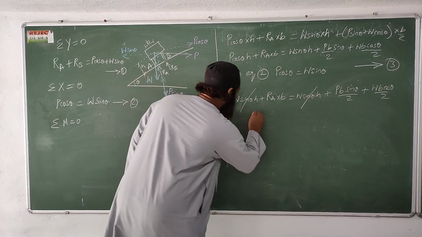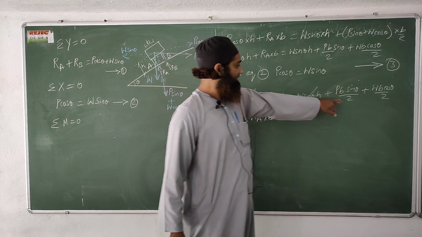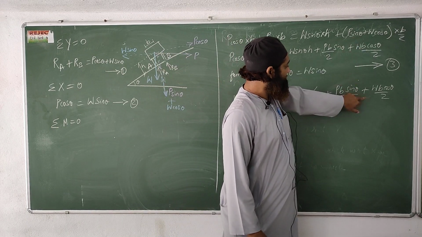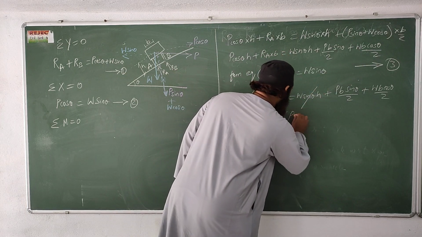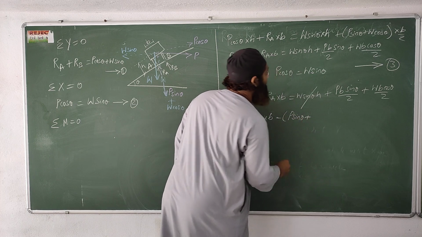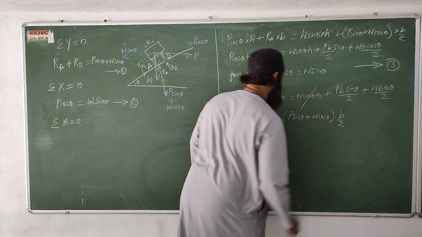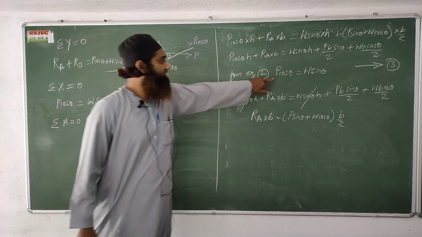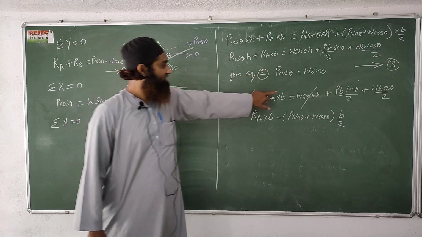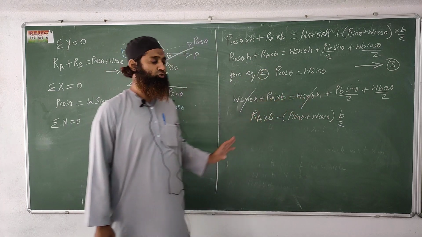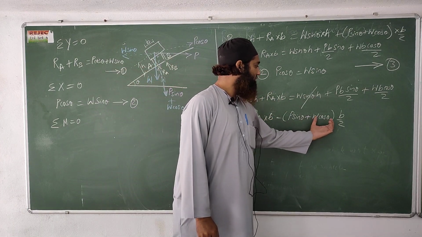RA into B is left. I'll just write this equation again. So it is P sin theta plus W cos theta into B by 2. Okay, it is clear till here. I have just substituted P cos theta is equal to W sin theta in this equation. After substituting, I have cancelled both W sin theta into h terms, and this is left here: RA into B is equal to P sin theta plus W cos theta into B by 2.